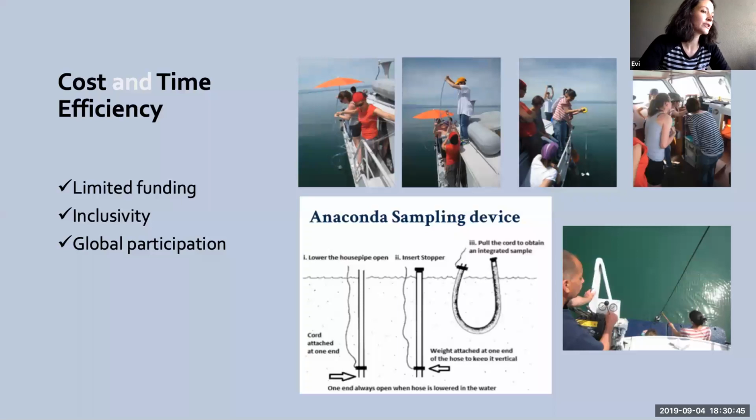In the European multi-lake survey, for example, to make sure that we all get an integrated water column sample the same way, we took the advice of Kale and Carey that suggested to build this anaconda sampling device, which is basically made of a transparent hose pipe, a bit of cable, a weight to make sure that it stays vertical in the water, and a stopper.